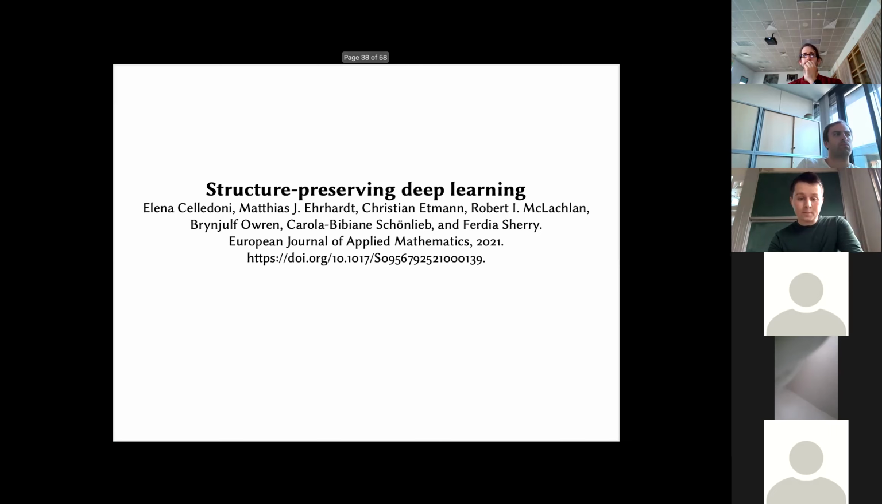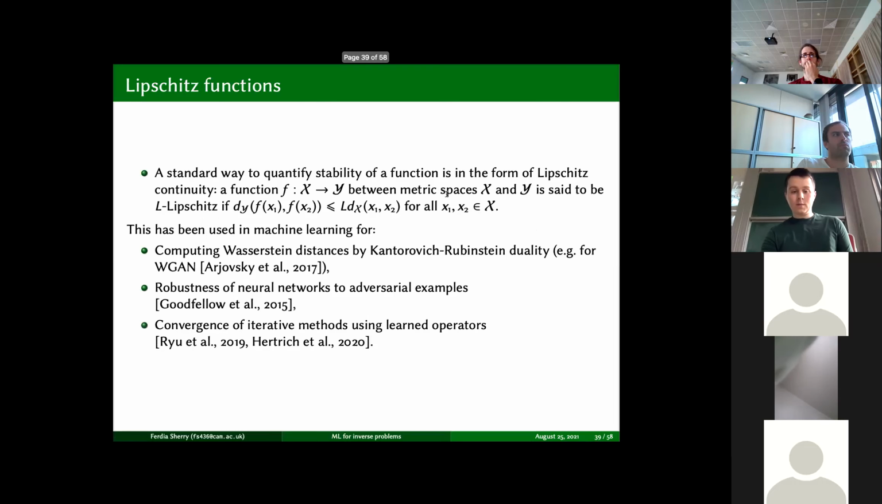So that brings me to this last project I want to talk about. It's based on a chapter in this survey paper that we wrote, and it's focused on designing Lipschitz neural networks. Lipschitz neural networks have been quite a hot topic over the past few years for a few reasons. I give these examples, but there will definitely be more as well.